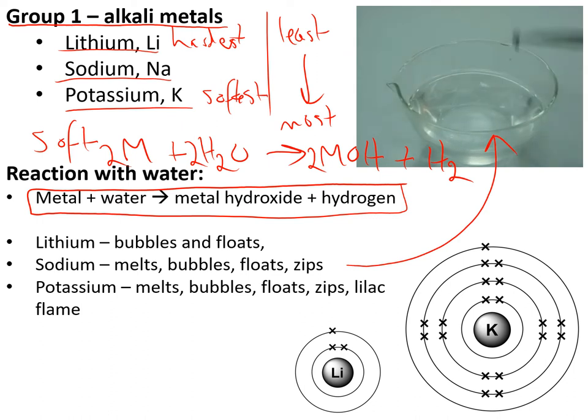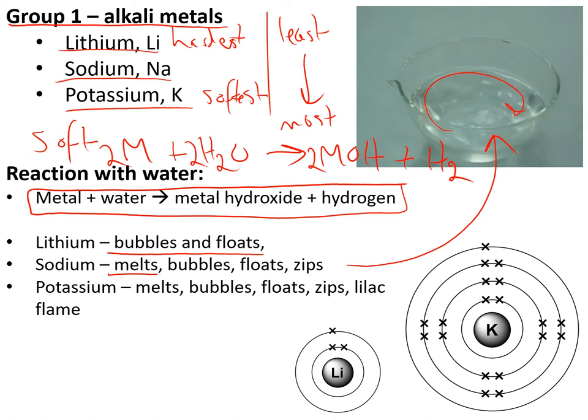Now, with lithium, it bubbles and it floats on the water. With sodium, because it's more reactive, it melts and then also bubbles and floats, and it zips about the surface. You can see that happening here. You can see the sodium melting into a ball and sort of moving around the surface of the water there. And the last one is potassium, which as well as melting, bubbling, floating and zipping around, it also catches fire, producing this lilac flame.